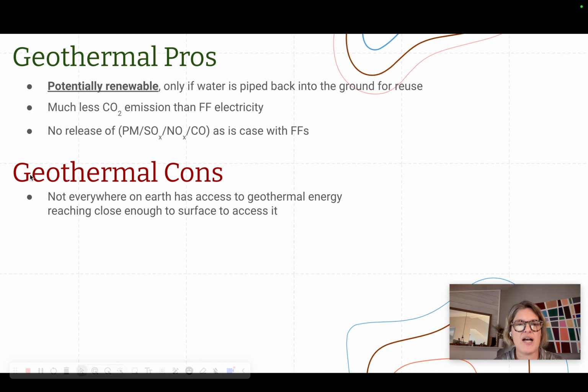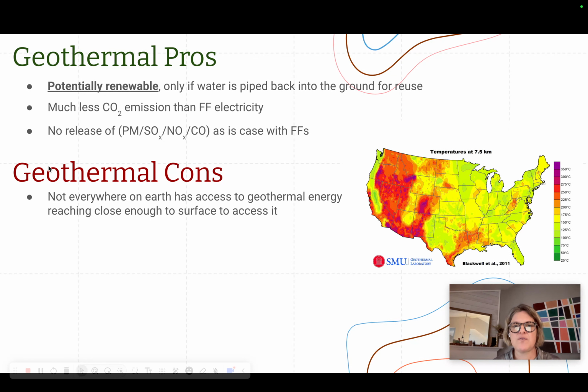And then there are some cons. Not everywhere on Earth has access to geothermal energy. The mantle is everywhere on the planet, but because of how much ground we would have to drill through, it's not accessible everywhere. It has to be close enough to the surface for us to get to it. And so that's the issue with using geothermal.